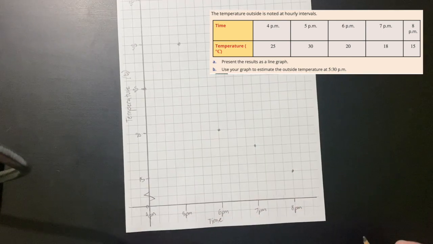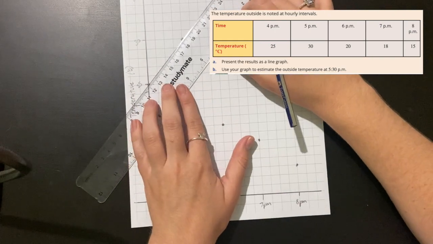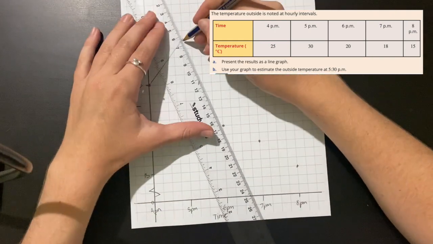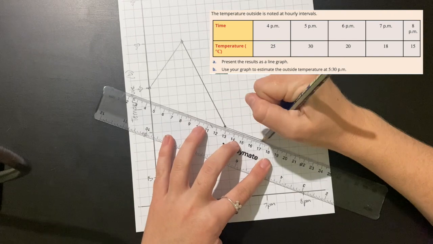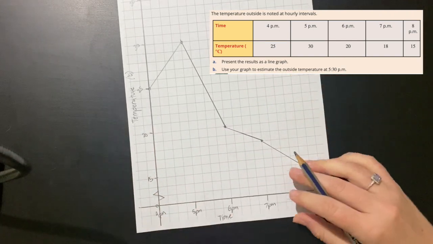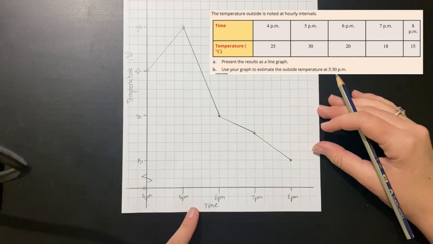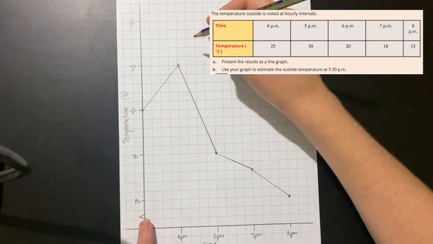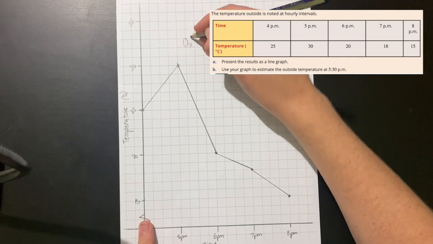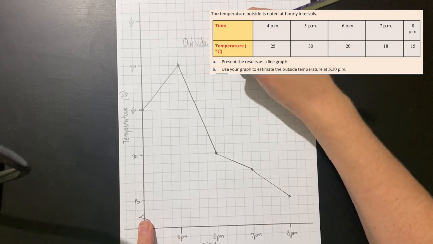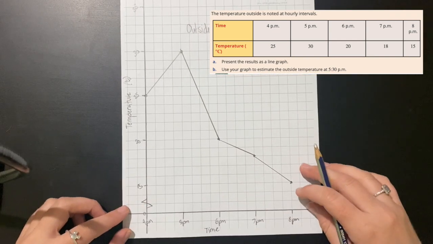Now that I've drawn in all my dots, I'm going to connect them with lines, using a ruler obviously. Now my graph is finished, it just needs a title. And this was the temperature outside, so I'm going to write outside temperature. My line graph is finished.